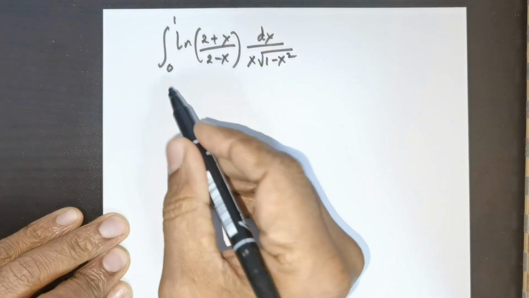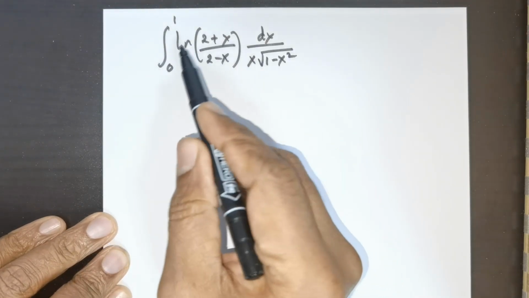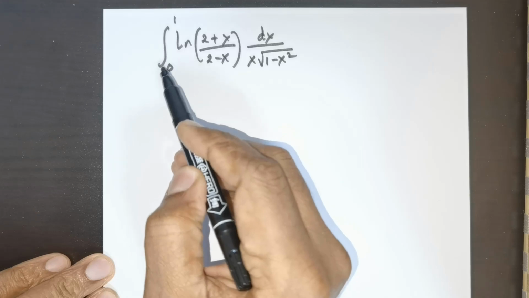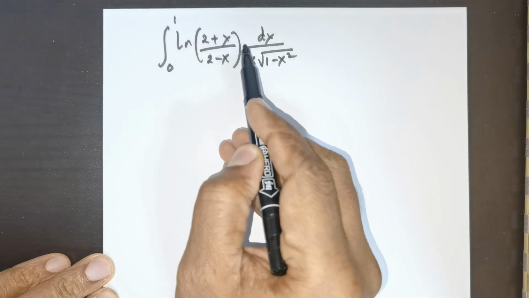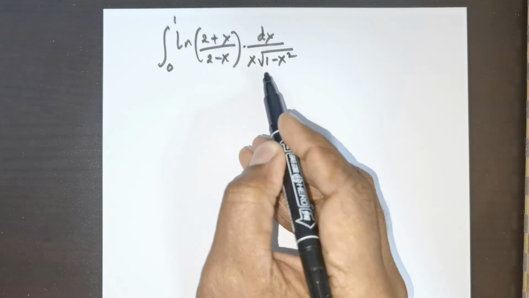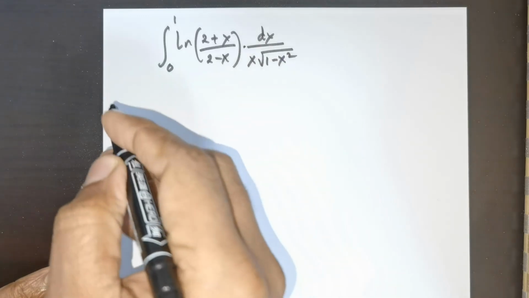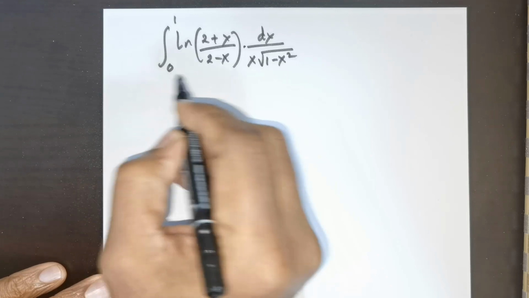Welcome students, in this class we will learn how to solve this given question. It's the integral from 0 to 1 of ln of (2 + x)/(2 - x) times dx over x times the square root of 1 - x squared. Now I will be applying the Leibniz technique to solve this.